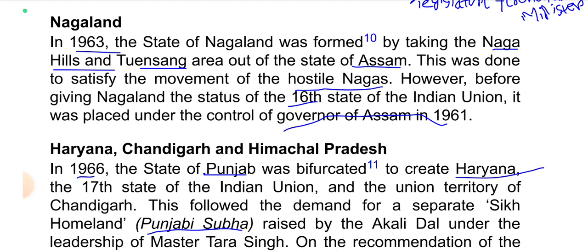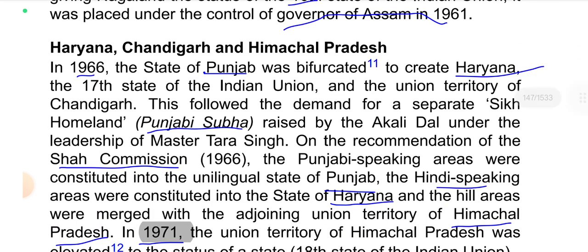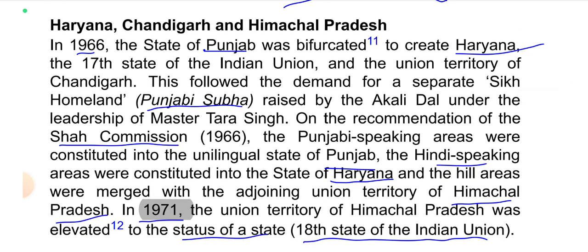This was done to satisfy the movement of the hostile Nagas. However, before giving Nagaland the status of the 16th state of the Indian Union, it was placed under the control of the Governor of Assam in 1961. Haryana, Chandigarh and Himachal Pradesh.